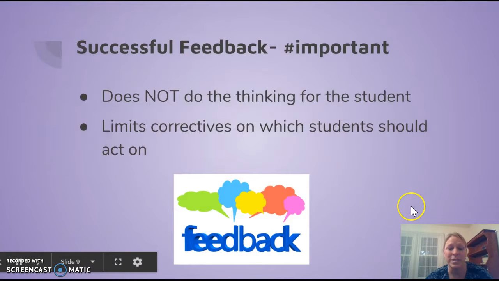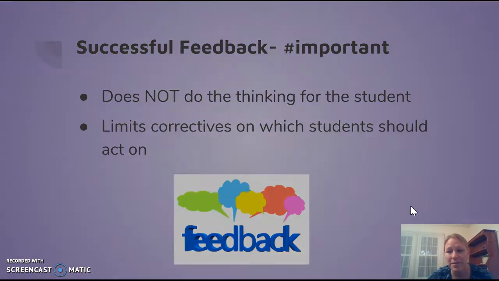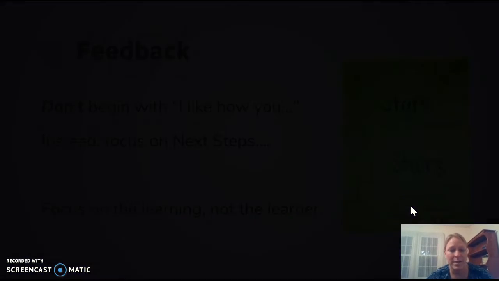Successful feedback is important. It does not do the thinking for the student. It limits correctives on which the students should act. Done well, it produces long-term effects in students and creates a solid sense of self-efficacy, and that gives them a faith in themselves that they will succeed, so they want to keep on trying.